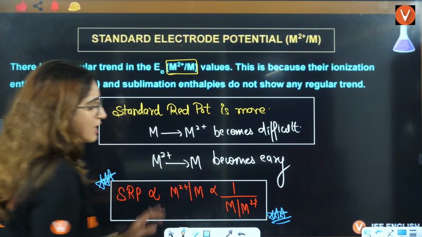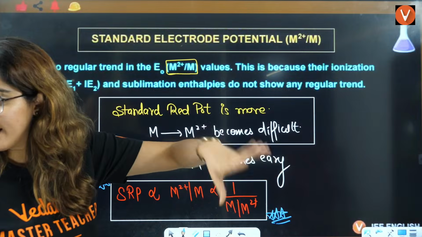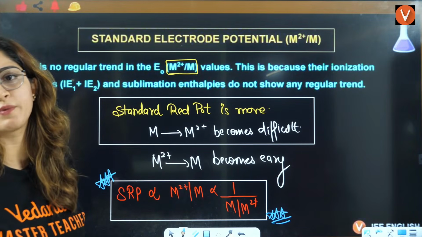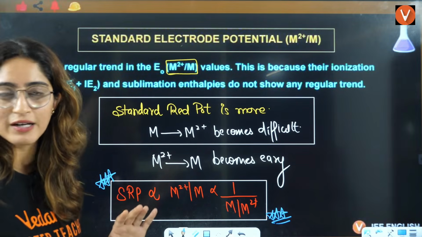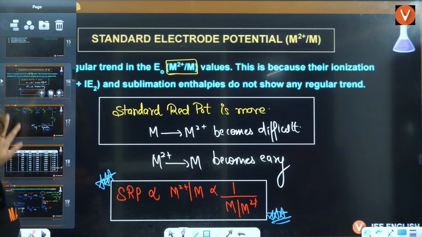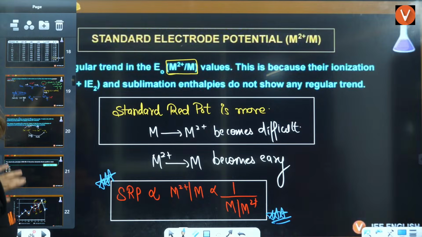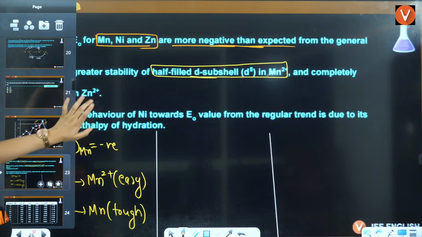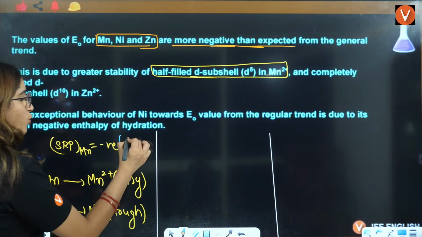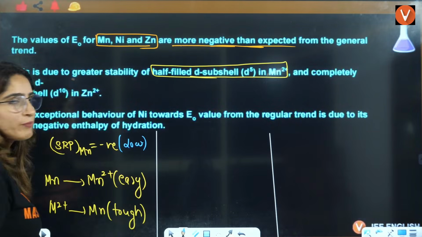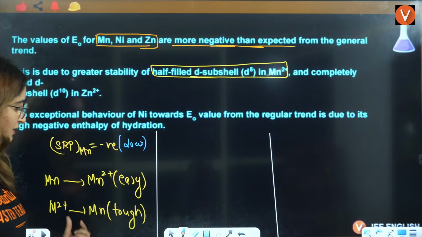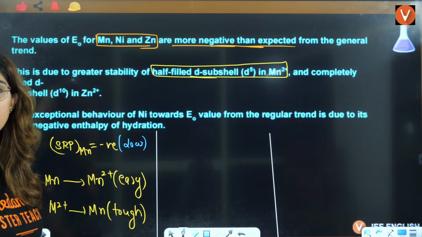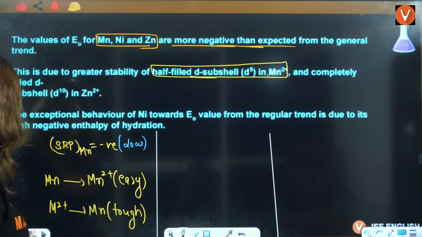This is the same concept we are going to apply in the next 10 questions. Same concept will be applied. If you have a hold over this thing, you will not find anything else difficult, right? So if the standard reduction potential is high, what do you mean? It is low. Now this means it is low, right? This low means from M2 positive to M, that means decrease in oxidation number is going to be tough.